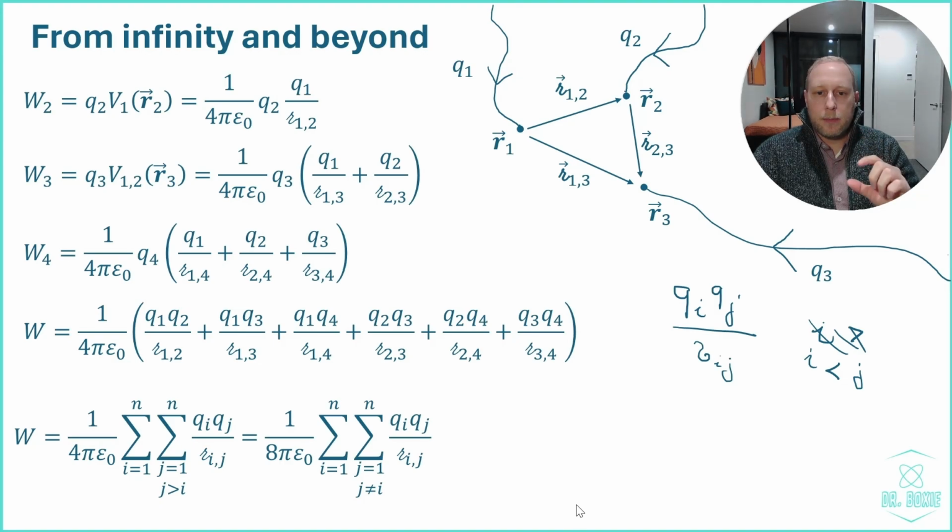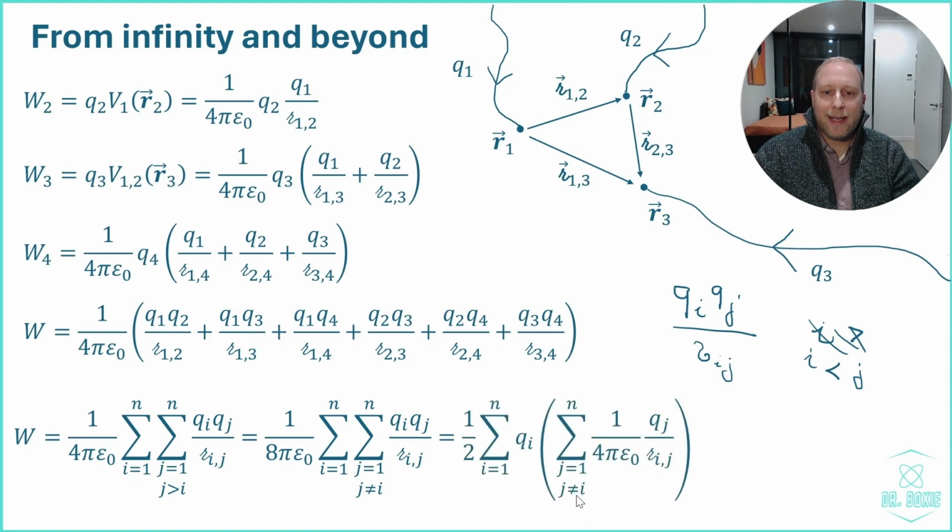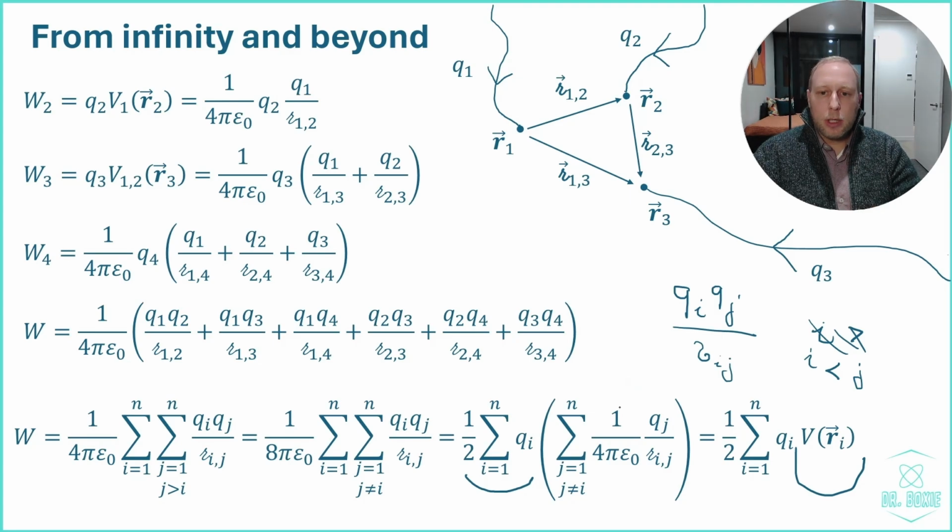I will take the sum over i and bring the qi in front of the sum over j. So I get this expression here. So I brought the sum over i with qi to the front, and everything else I left within the parentheses. Now notice that the expression within the parentheses is exactly the potential created by all the charges except for the ith one. So V here in this expression is the potential created by all the particles except the ith one.